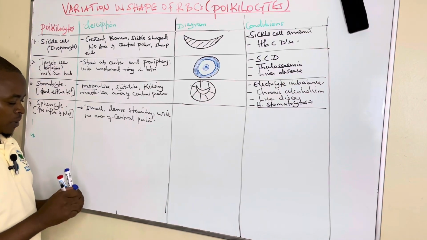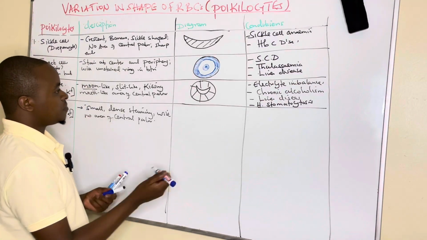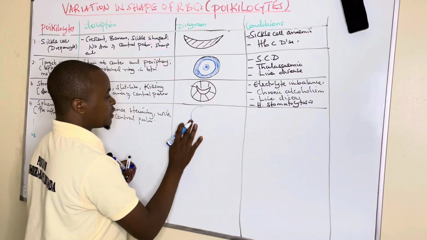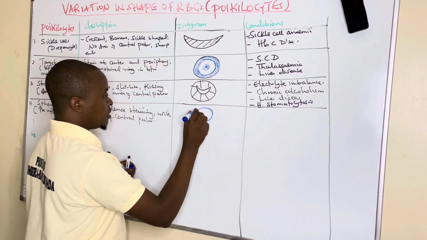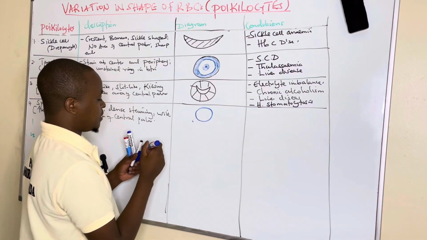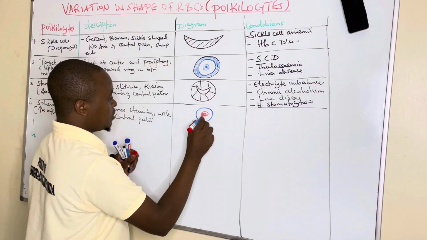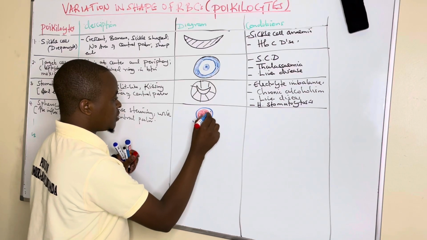And on drawing, we find that this cell is very small. It is small in size and it is densely stained, with no area of central pallor.